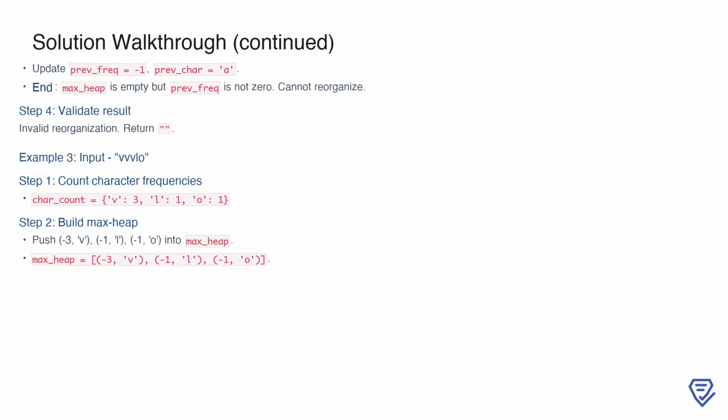Moving on to another example, consider the input "vlvov". We calculate the character frequencies as V: 3, L: 1, O: 1. These frequencies are then pushed into the max heap, resulting in max_heap equals -3 V, -1 L, -1 O, with V being the most frequent character.